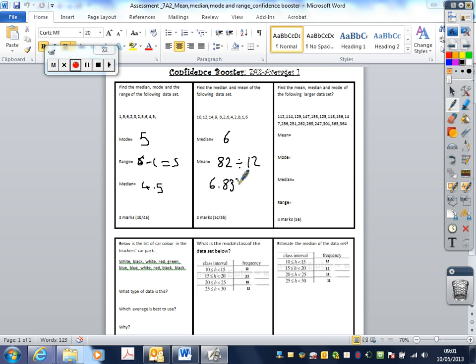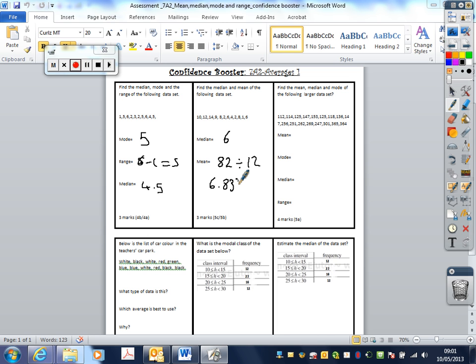Right, this next one. Sir, is it okay if I got 6 minutes? Yeah, I'll give you that one. Right. We've got here, find the median, mean and mode of the following large data set. This is a bigger data set, so it's a bit more complicated.